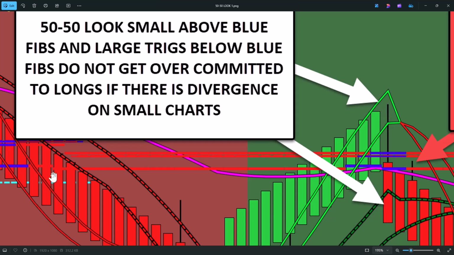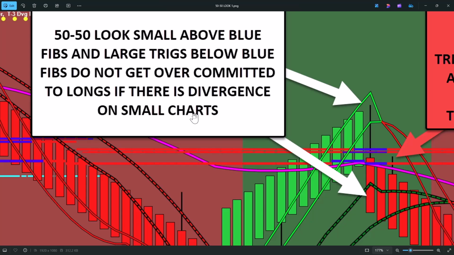50-50 look is not odds. It's 50% of the triggers are above the area, 50% of the triggers are below the area. Does everybody understand that? So we have an area in question, and then we've got 50% below, 50% above. And you can take a trade with a 50-50 if there is no divergence. If you get divergence on your small chart, 50-50 is over.